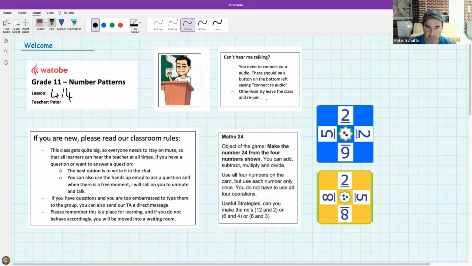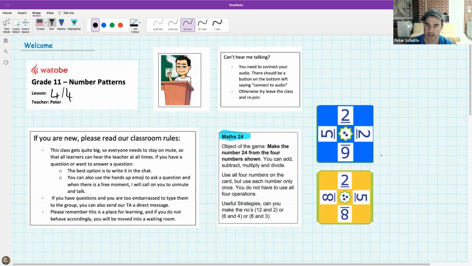Solutions. Joel has proposed some solutions. Anybody else want to let us know if they can get the blue or yellow cards? If you're not sure what we're doing with these number cards, have a look. I have a lovely explanation block for Math 24, which will now be part of our startup screen. So let's have a look.